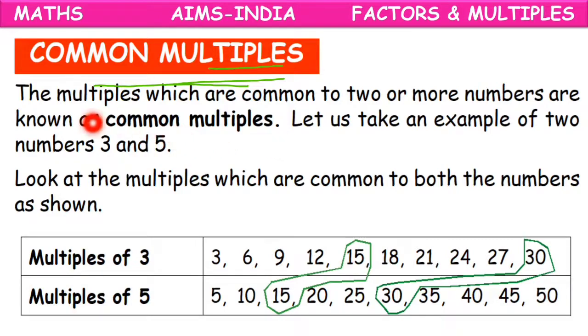Now coming to common multiples, the multiples which are common to two or more numbers are known as common multiples. When we have multiples which are common to the given numbers, then they are called our common multiples. Let us look at an example of two numbers, 3 and 5. Look at the multiples which are common to both the numbers as shown.